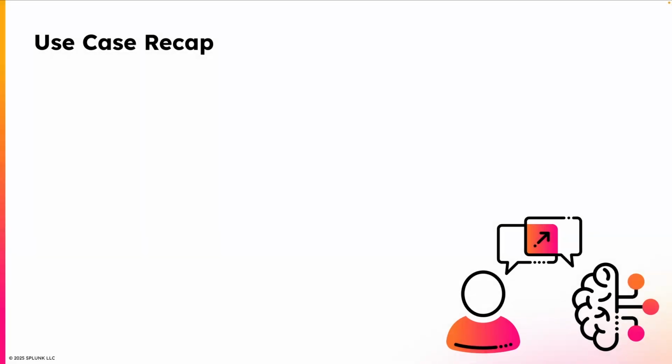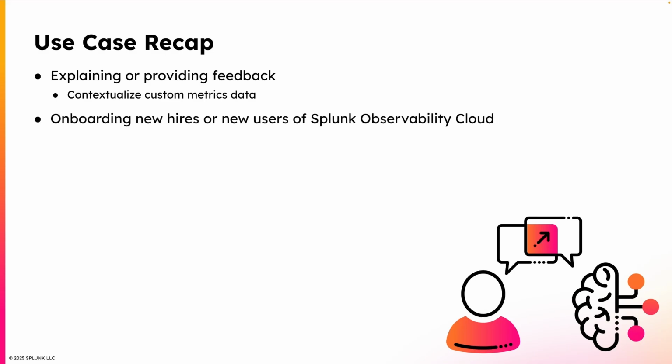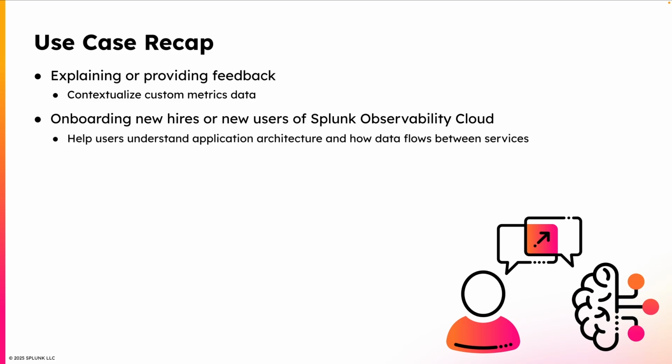To summarize, I'd like to recap the use cases that we've demonstrated. The first use case is explaining the data that's in your environment. Like when we asked it to explain the cache hit rate for our Redis instance. Not only did it explain the metric, but it also contextualized its answer. This closely aligns with the use case of the AI assistant for new hires or people who are new to Observability Cloud and they're onboarding into the organization. The assistant can help them better understand the architecture and how data flows between services.